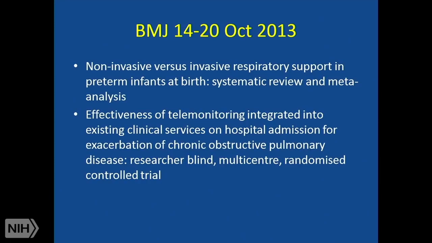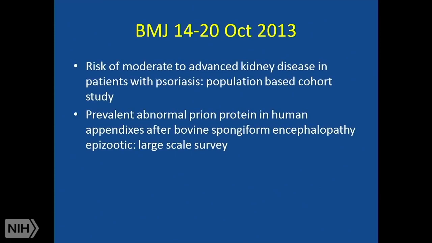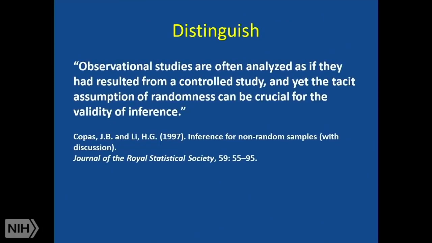So in BMJ, they had 4 articles in their research section this 1 week. Non-invasive versus invasive respiratory support, a systematic review and meta-analysis. Another one was a multi-center randomized controlled trial that was blinded. These researchers were blinded. You had a population-based cohort study and a large-scale survey. A lot of different research there. Only one of those projects was actually a randomized double-blind controlled trial. There's a lot of different types of research you can do that's meaningful.